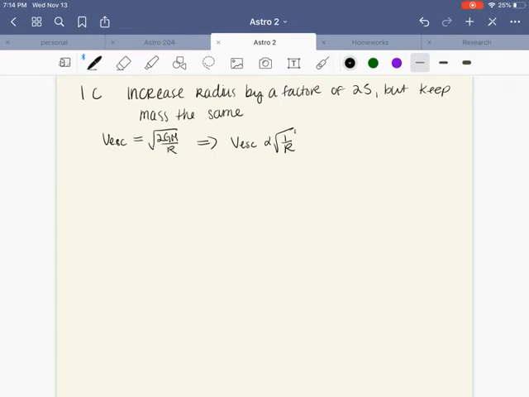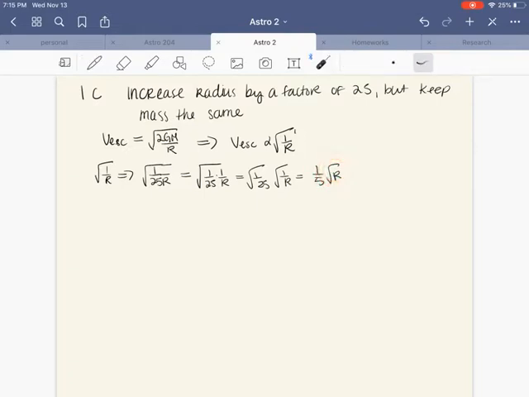If I'm going to do this the quick and dirty way, I'm going to take this 1/R and replace R with 25R. Dividing by 25 is the same as multiplying by 1 over 25. Let's split this up into 2. And I get 1/5 times what I started off with in the first place, which means I'm going to have 1/5 of my original escape velocity as well.